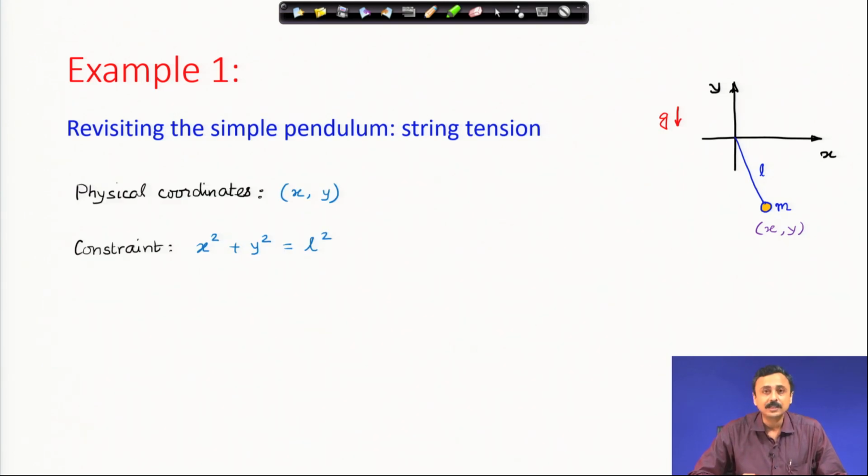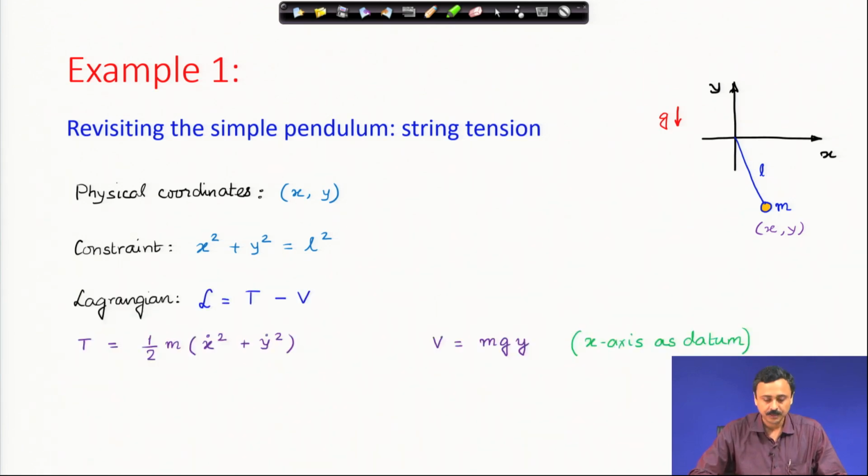We have the physical coordinates x, y with the constraint that x square plus y square must be equal to L square, where L is the length of the pendulum. We can write down the Lagrangian straight away. The kinetic energy is half mass times velocity square, which is x dot square plus y dot square, and the potential energy for this pendulum is mgy. X axis is the datum, and we write down the Lagrangian as kinetic minus the potential. Here I have written out, there is a correction in red, kinetic minus the potential energy, that is the Lagrangian.